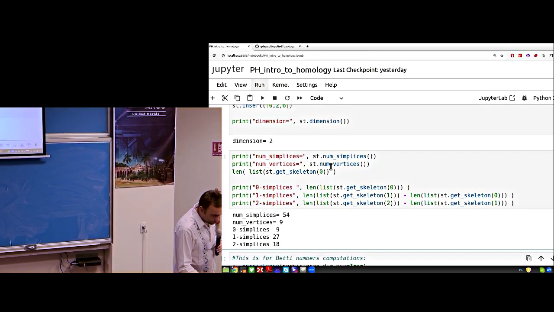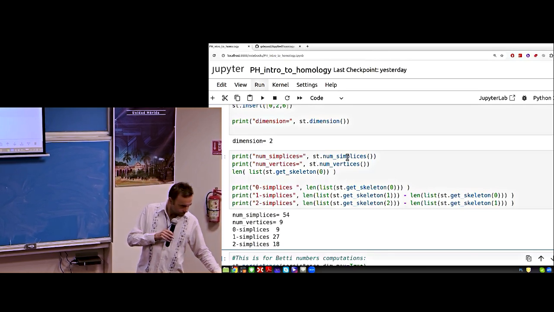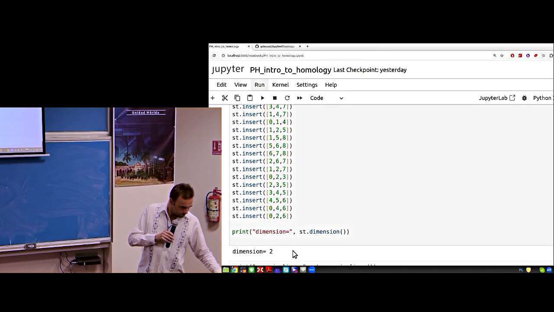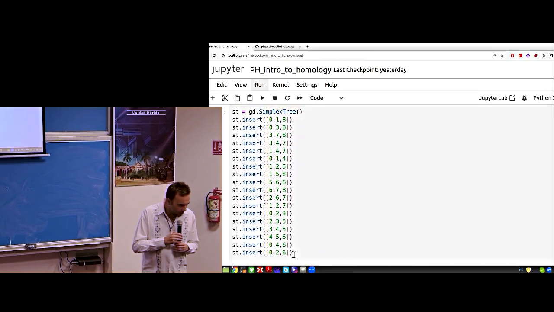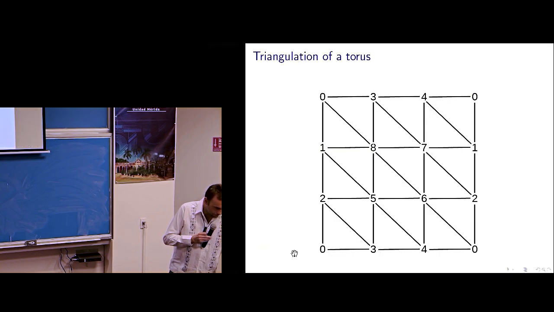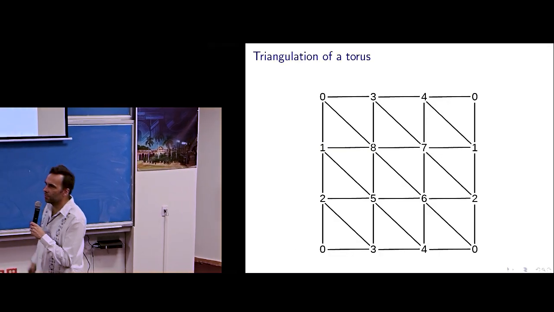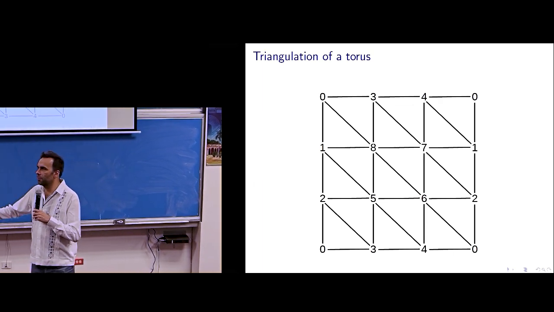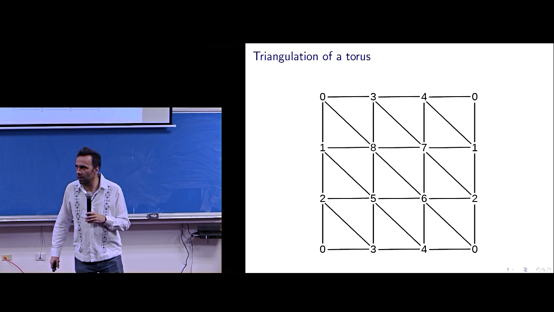And tell me. Yep. That's correct. So for instance, 0, 1, 8, over here, if you look at the first one, I think this is this triangle over here. And you are just going over all the triangles. So there should be all 9 times 2, so 18 triangles.